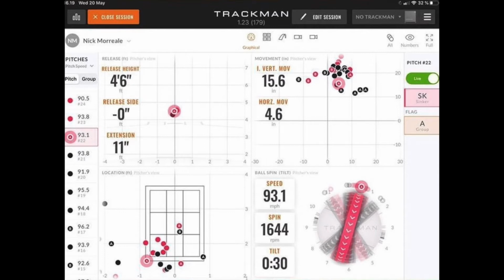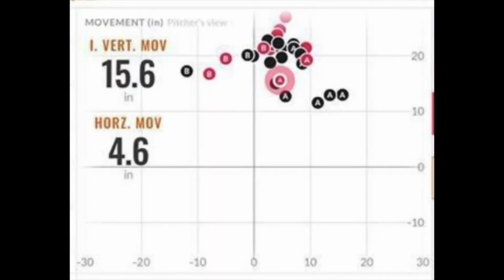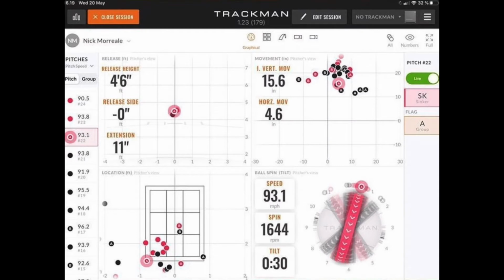Moving straight up from that, we get into another chart, and it says vertical movement and horizontal movement, another chart of dots that have black and pink spots. So this is going to be your movement profile of how the ball is moving. So like I said before, the black are the four seams, the pink are the two seams, and we get to see how the movement profiles are similar or different.